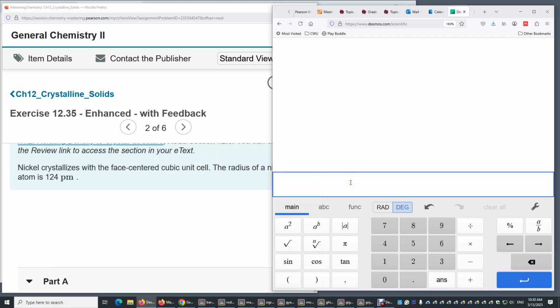The length of the face diagonal of the face-centered cubic unit cell is L times the square root of 2. Also, the length of the face diagonal of the face-centered cubic unit cell is 4 times the atomic radius. We can use this equation to calculate the edge length by plugging in the value of the atomic radius. Now divide both sides by the square root of 2.